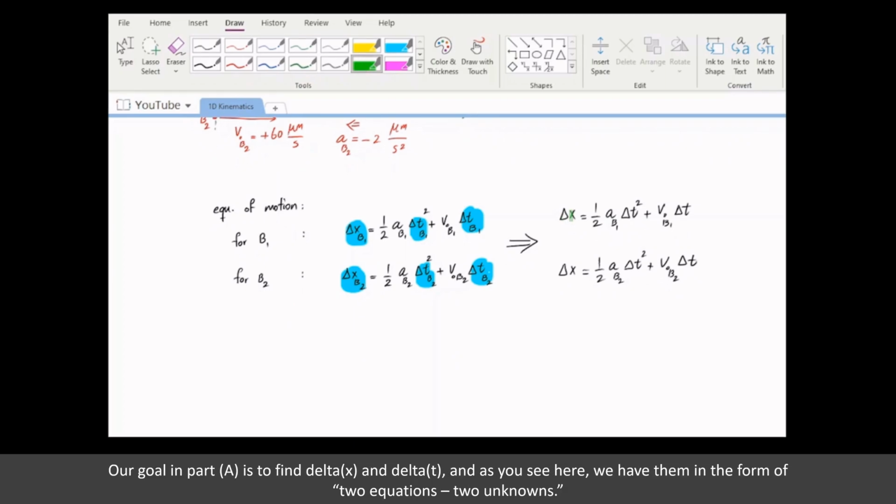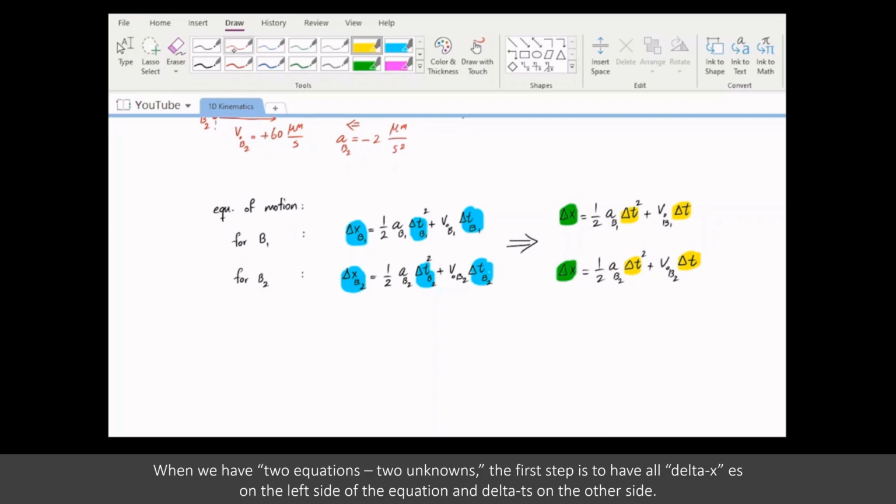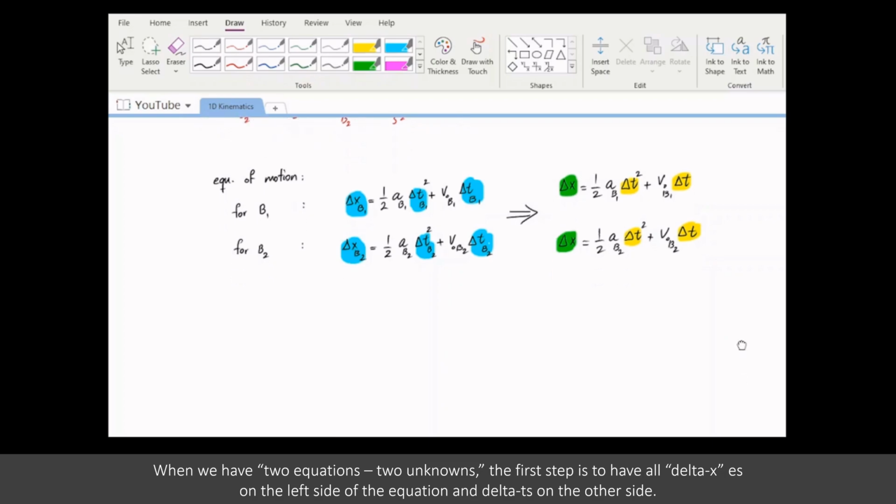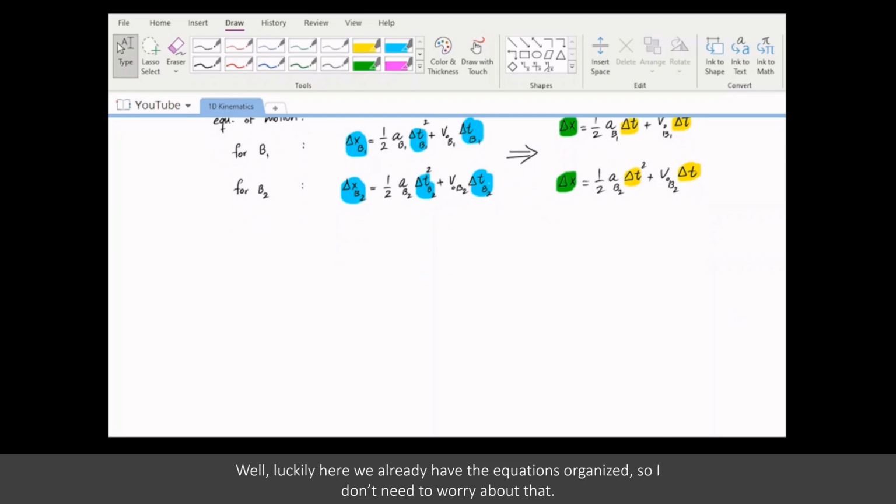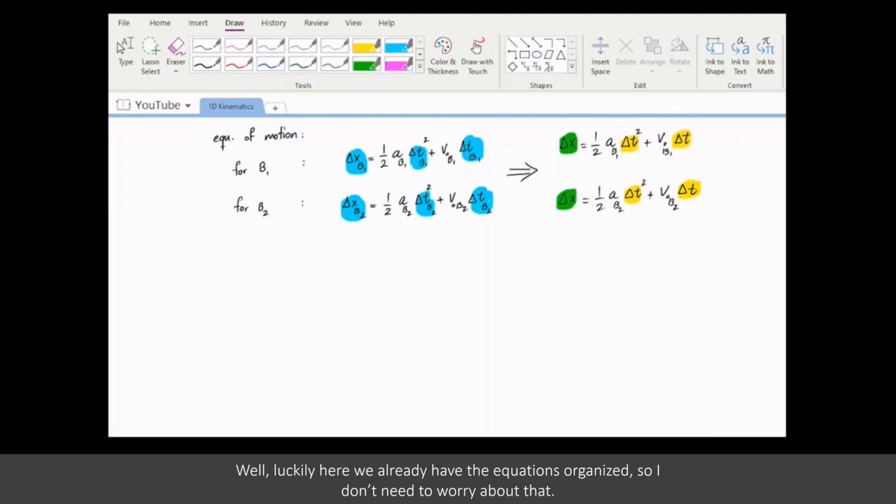Our goal in part A is to find delta x and delta t. And as you see here, we have them in the form of two equations, two unknowns. When we have two equations, two unknowns, the first step is to have all delta x's on the left side of the equation and delta t's on the other side. Well, lucky here, we already have the equations organized, so I don't need to worry about it.